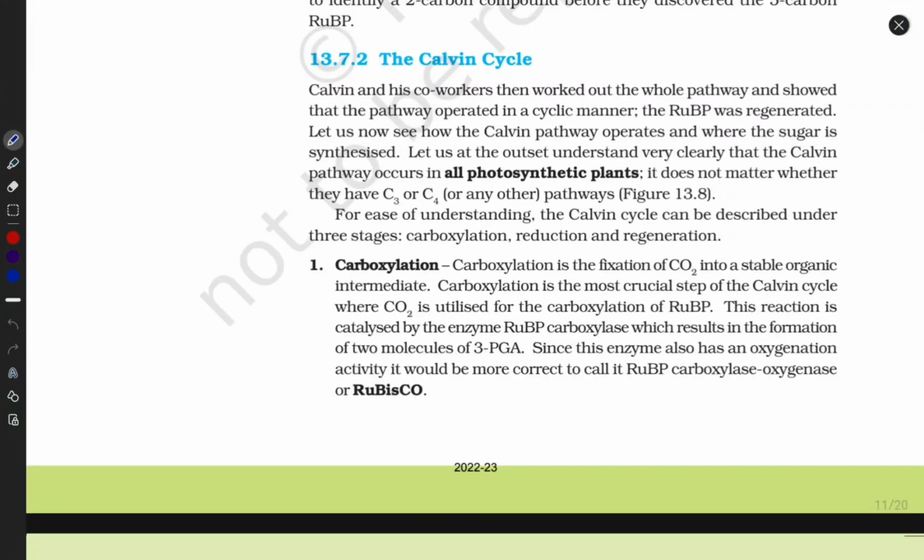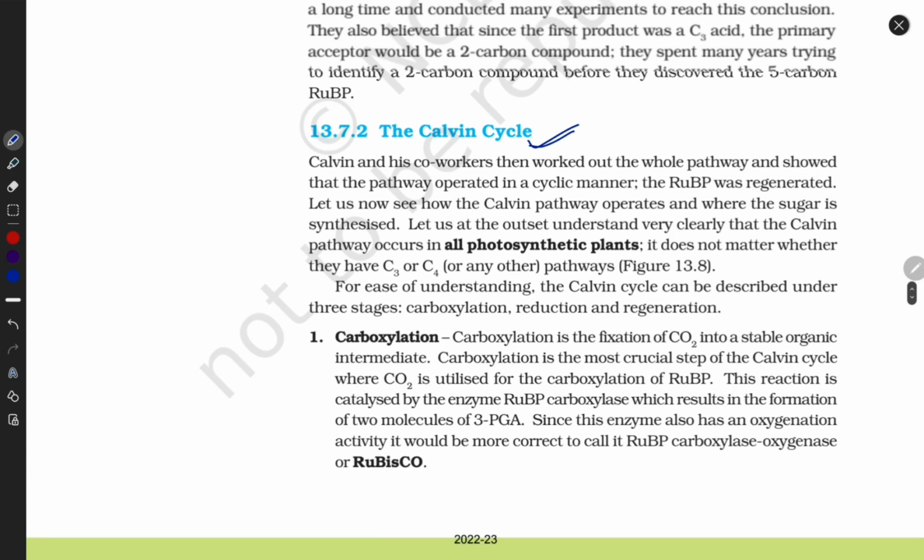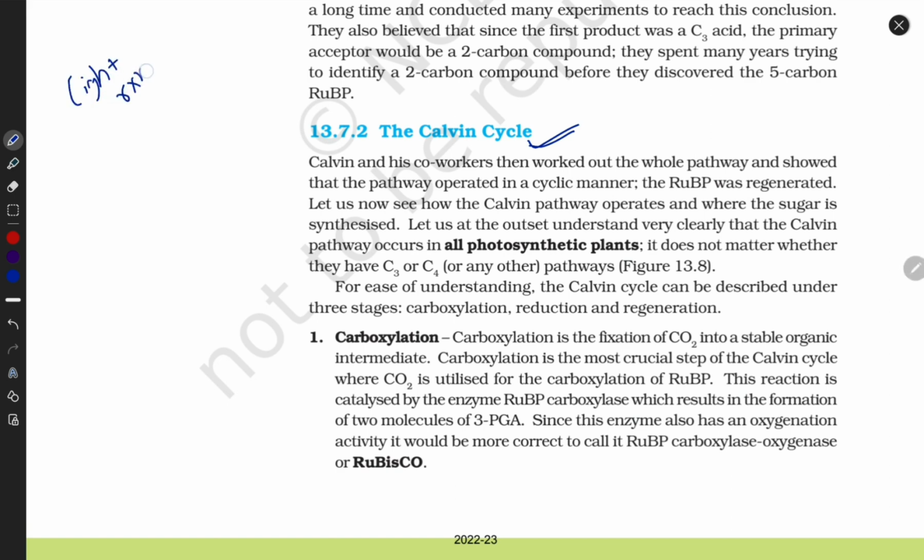So let's start our Calvin cycle. This is the part of dark reaction. In our previous video we already discussed light reactions. Light reaction, where do they occur? They occur in the thylakoid membrane.